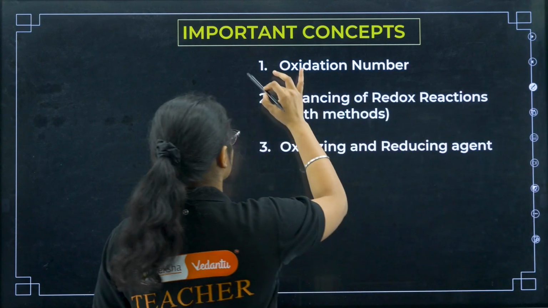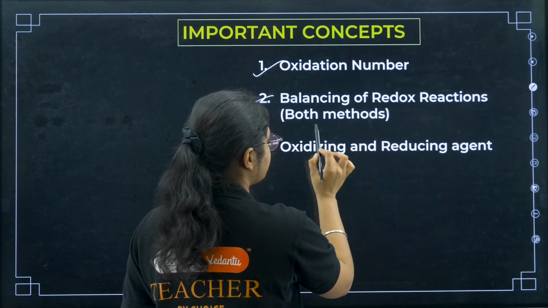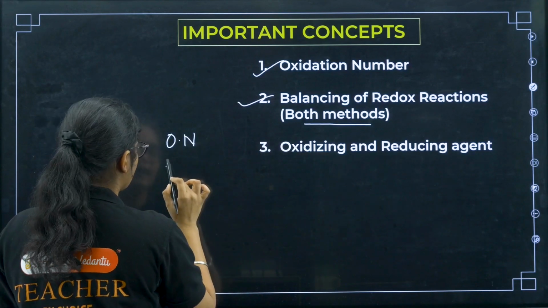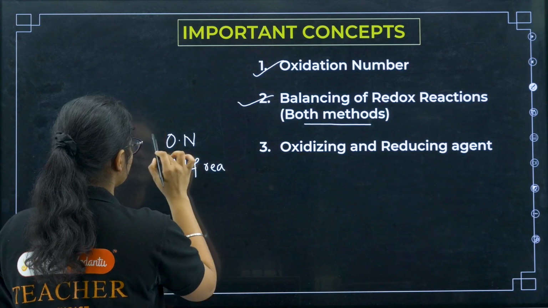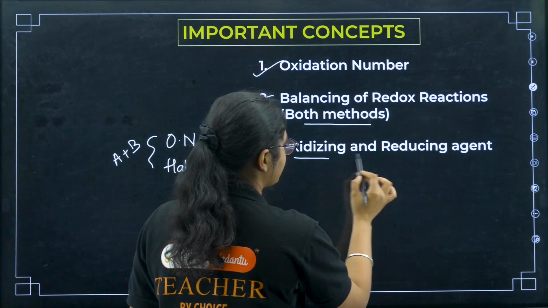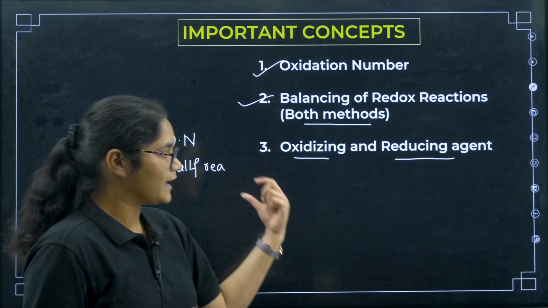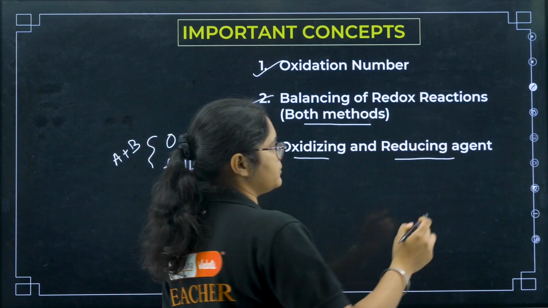Okay. Now we have redox reactions. A very simple thing you should be knowing here: how to calculate the oxidation number, how to balance the redox reaction, both the methods, that is your oxidation number method and half reaction method, right? And in that too, in acid medium and base medium. Next, oxidizing and reducing agent: which is an oxidizing agent, which reaction is undergoing oxidation, which reaction is undergoing reduction, those things you should be knowing.